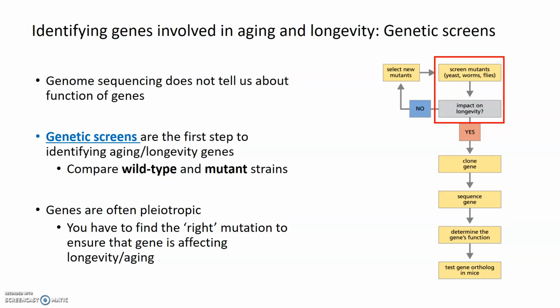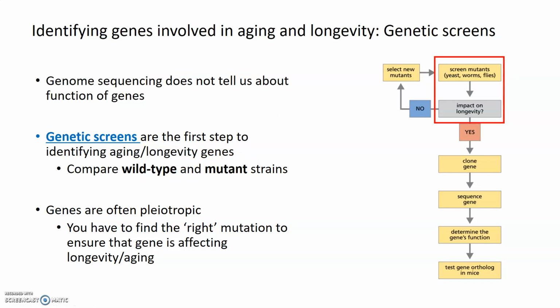And so the first step in identifying some of the genes that are involved in aging and longevity is by conducting what are known as genetic screens. Even though the sequence of the genome of worms and flies and yeast is known, just having that sequence of nucleotides doesn't really tell us much about the gene's function. And so in order to find out if any of these genes are involved in modifying aging or longevity, we have to start by using a genetic screen, where basically we compare a mutant strain and a normal or wild-type strain and look for differences in aging or longevity between these two different strains of organism.